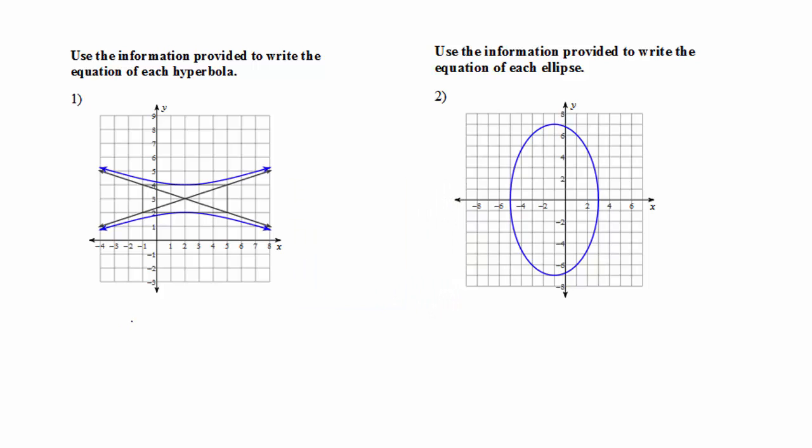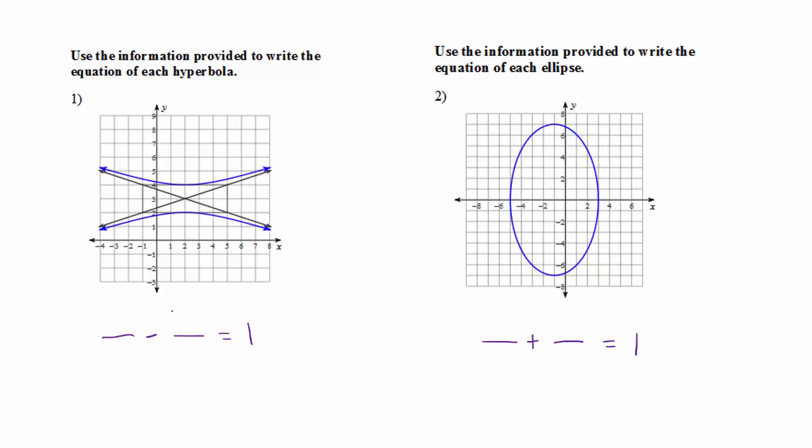On number 1, we are asked to write the equation of a hyperbola. And then on question 2, we need to write the equation of an ellipse. These are going to be very similar. They both have fractions that equal 1. The difference between a hyperbola and an ellipse as far as the equations go is that a hyperbola has a minus sign in between and an ellipse always has a plus sign in between.